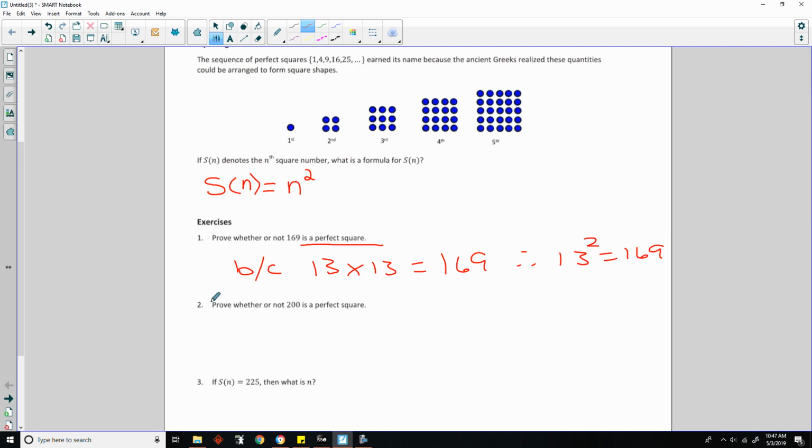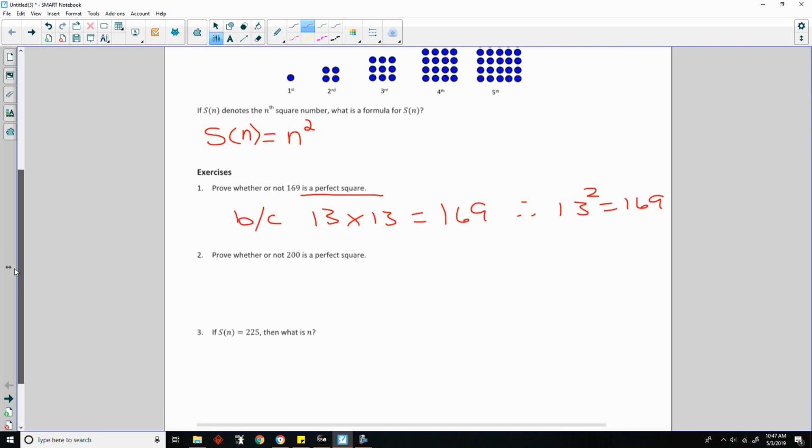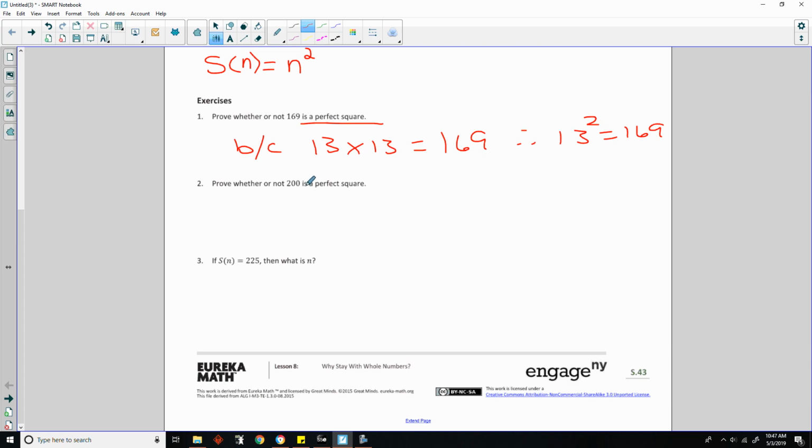Number 2 says prove whether or not 200 is a perfect square. Well, how can we prove that? If 200 is a perfect square, then there's a positive integer a that we don't know, such that a squared equals 200. So let a squared equal 200. Then we need to know what our perfect squares are. 14 squared equals 196, so it's got to be more than 14. So then I'd go on to 15.